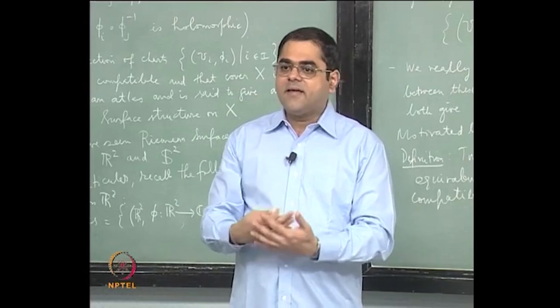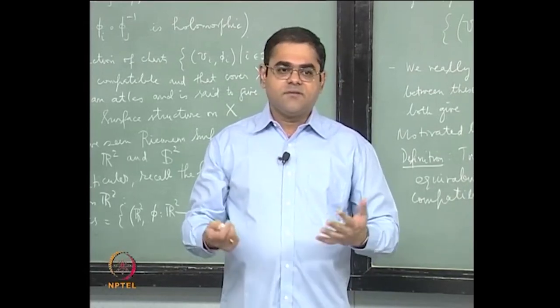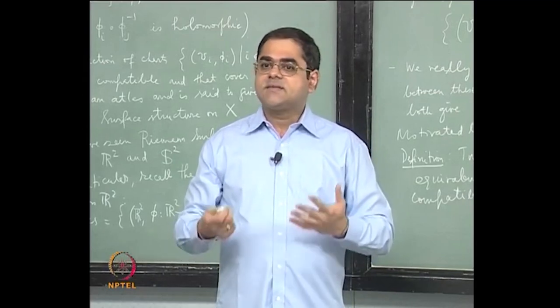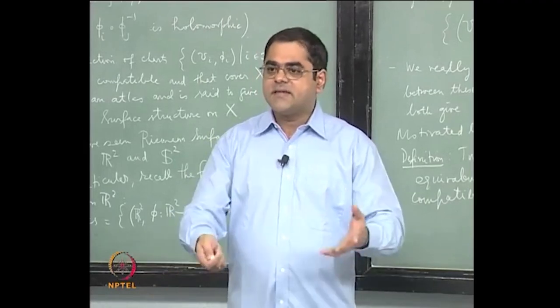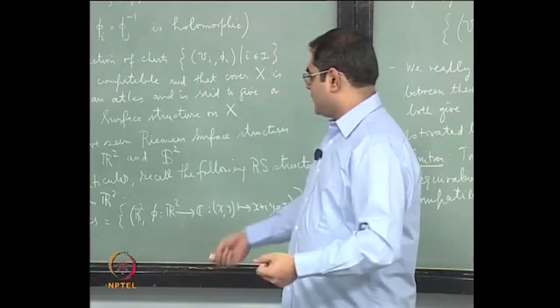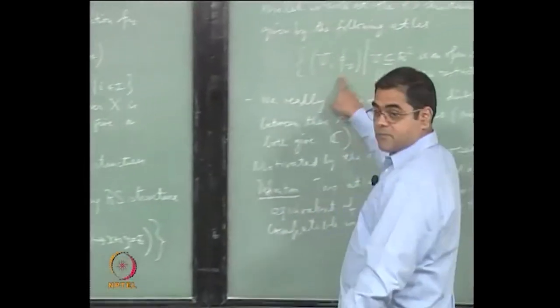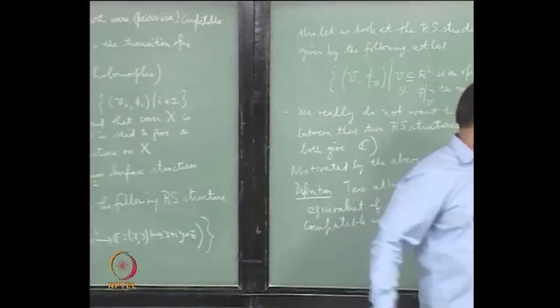Okay, and then I am in good shape, because I can now define a Riemann surface to be a real surface that is equipped with a maximal atlas. And once I say that, there is no difference between the Riemann surface defined by this and the Riemann surface defined by this, because both of them will have the same maximal atlas. So that is what I am going to write down now.